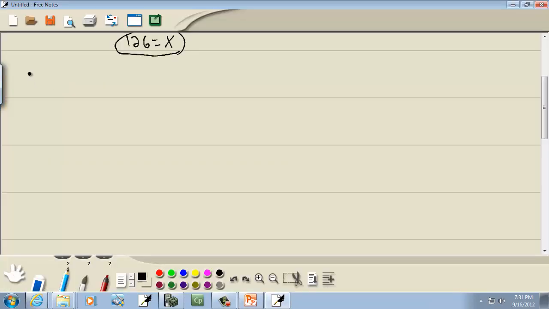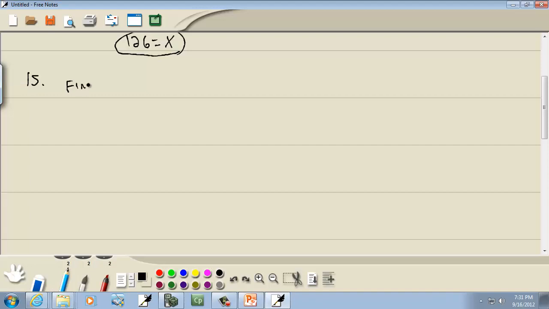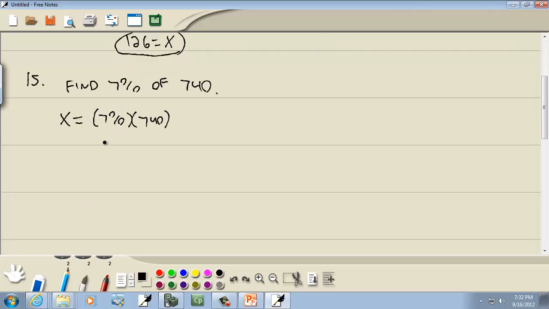Let's take a look at this one. Find 7% of 740. Well, find, we're trying to find a value, so that's like x. And 7% of is our multiplication, so it's saying take 7% times 740. And that was number 15, yeah, okay. Well, we want to change that to decimal form, so that'd be 0.07 times 740.